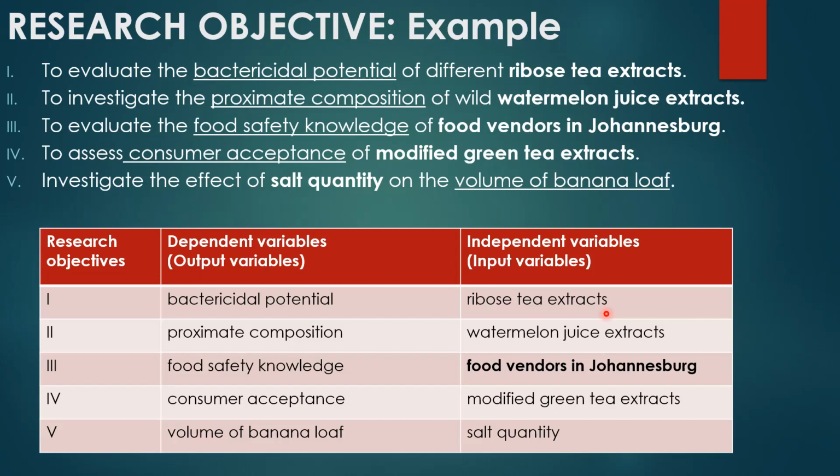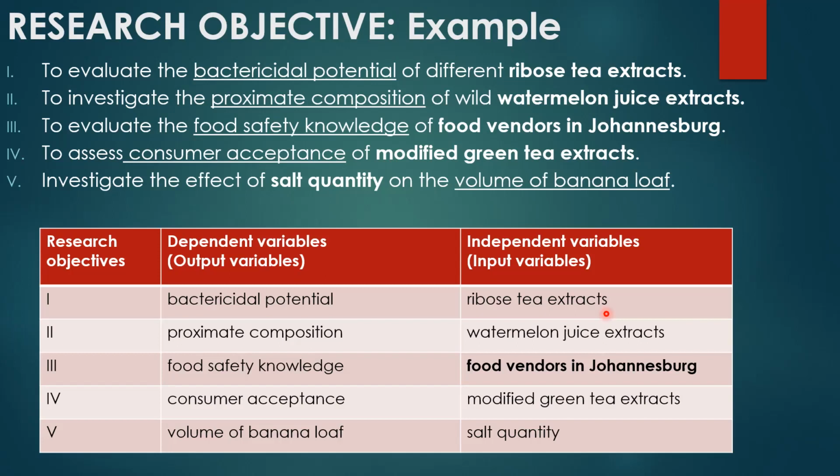Investigate. The objective is to investigate the effect of salt quantity on the volume of banana loaf. So this is a banana loaf bread. I want to investigate the effect of salt quantity. So clearly, to start this experiment, I must have different quantities of salt. Then I'm going to prepare a banana loaf and mix it. Then when I bake, after baking, I'll measure the volume of the banana loaf. So automatically, salt quantity will be my independent variable.